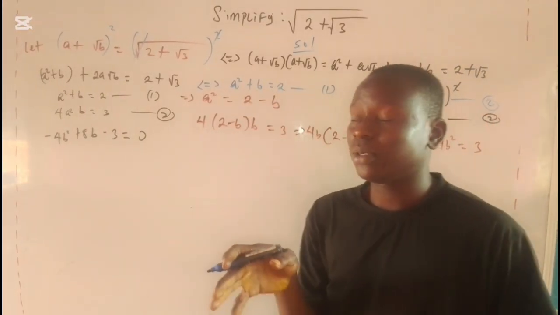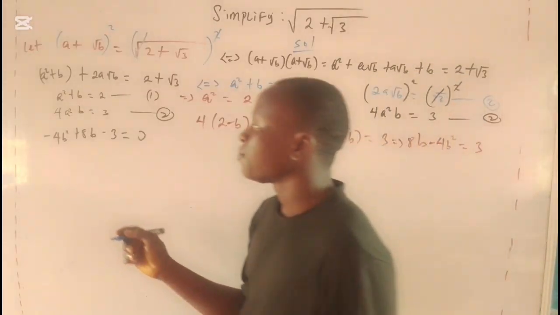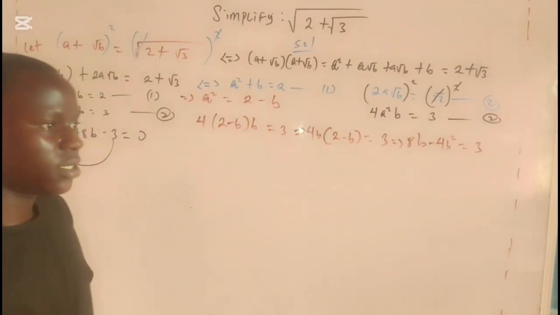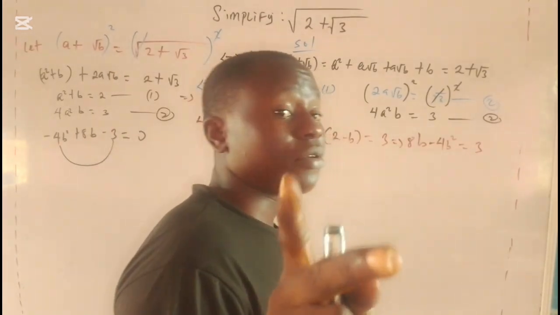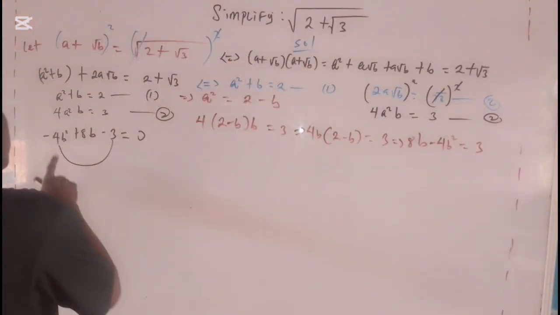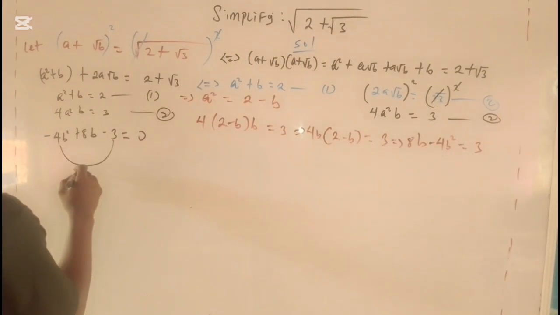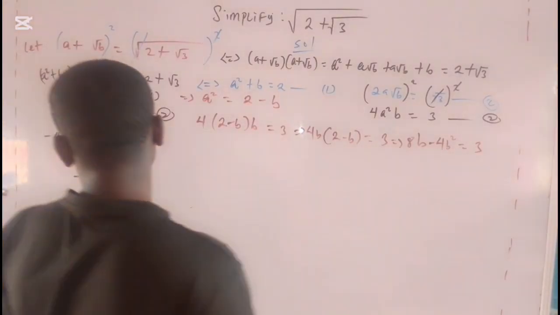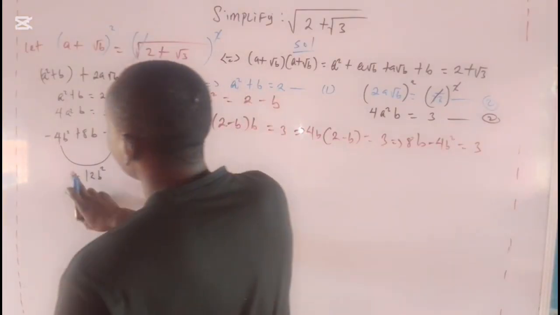So I taught you the factorization method in my previous video. So your factorization method involves two things: the product of roots and the sum. So negative 4b squared multiplied by negative 3 will give us negative 12b squared. Then positive. Negative times negative will give us positive.